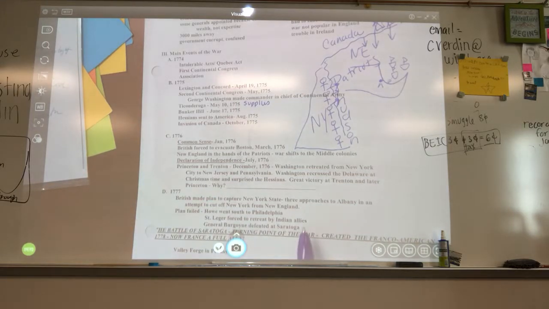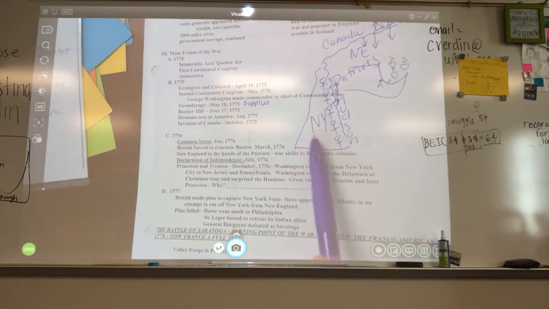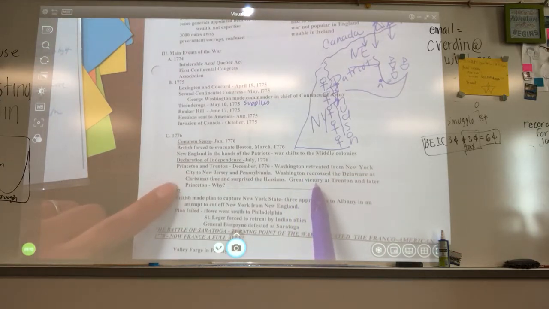Okay? So, the war is now in New York, in the middle colonies. And this is a very famous painting of Washington crossing the Delaware. Y'all probably have seen him on the boat, and it's like he's going to fall over, but he's not. That picture is actually an artist's rendering of what is going on here. Because Washington will come into the New York area, he's going to cross the Delaware, and he's going to attack the Hessians at Christmas.